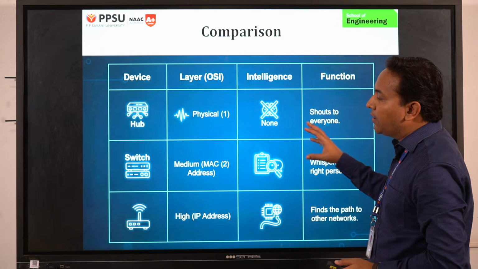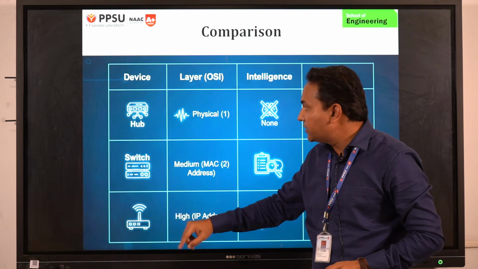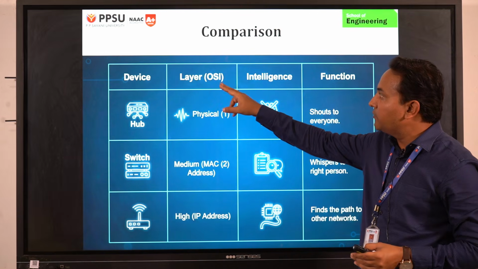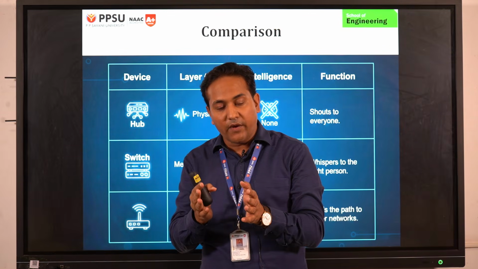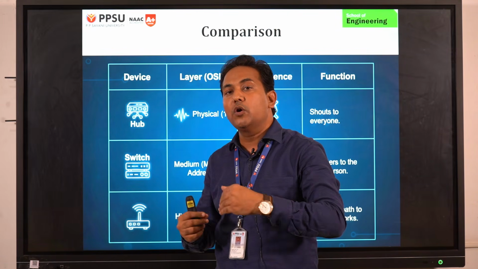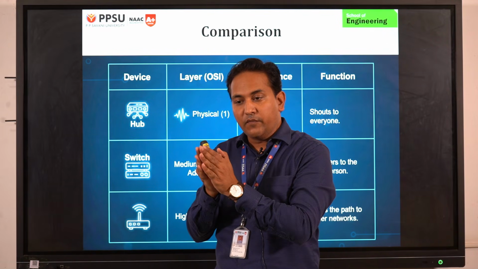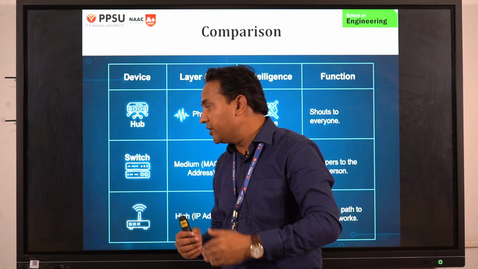So now let's compare the three basic devices: the hub, switch and router. The hub is a physical layer device. What is this OSI model? There are two reference models, the TCP/IP model and the OSI model, which we learn in our theory part. Today we are just briefly understanding the devices, so we will not go into that part in detail.